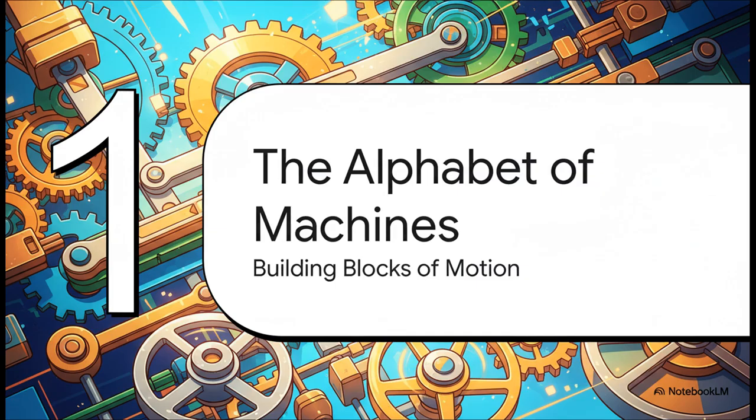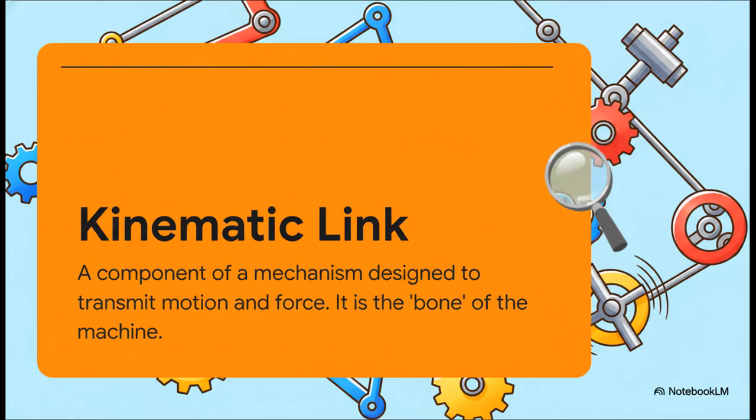Okay, first things first. Just like any language, we gotta learn the ABCs. These are the fundamental building blocks you'll find in pretty much every machine out there. Once you see them, trust me, you'll start recognizing them everywhere. So, it all starts with this, the kinematic link. Every single machine, no matter how complicated it looks, is built from these individual rigid parts. You can think of them as the bones of the machine's skeleton. Their whole job is to carry and transmit forces from one spot to another.